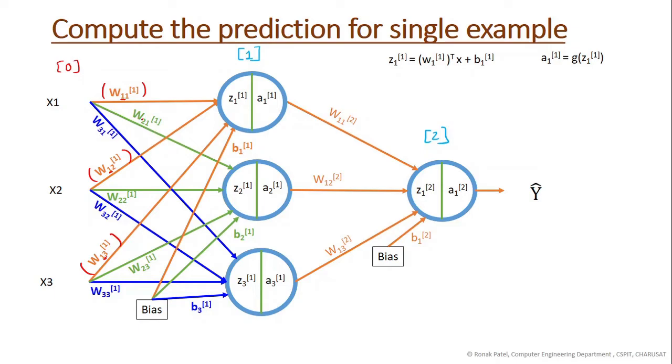Right, now what is this W21? Weights going to layer 1, to neuron 2, from neuron 1 of the previous layer. Right, so this is how you can write it.